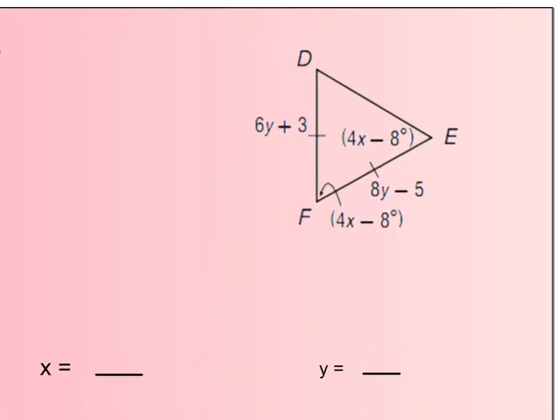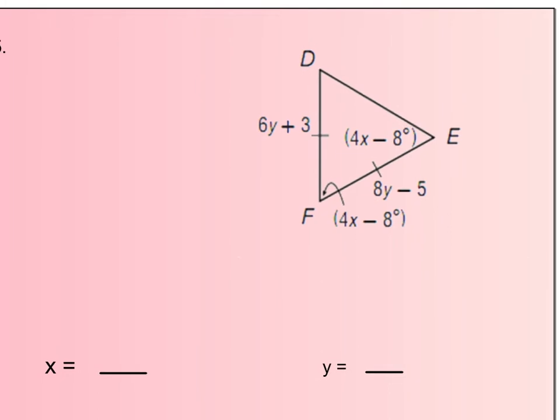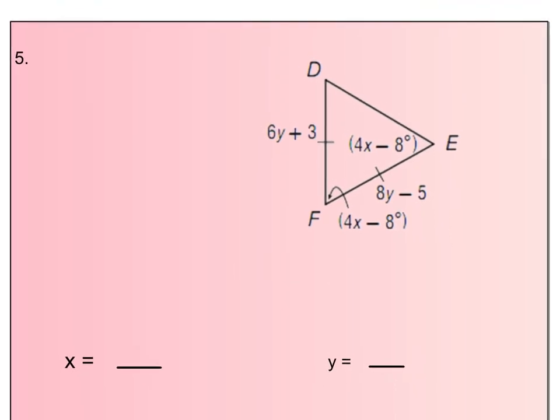Okay, let's see what we got here. So we have a great big mess going on here. They say this is 4x minus 8. This is 4x minus 8. But they also tell me that these 2 sides are congruent. So if these 2 sides, this DF and this FE, are congruent, that means that the angles are congruent. Like this angle and this angle are going to be congruent. Well, if one's 4x minus 8, then the other one's also going to be 4x minus 8.